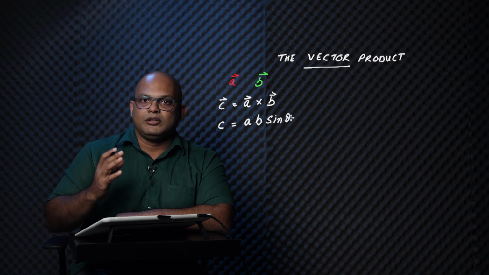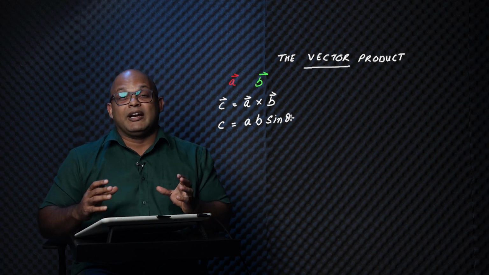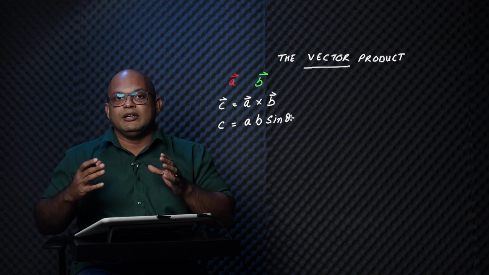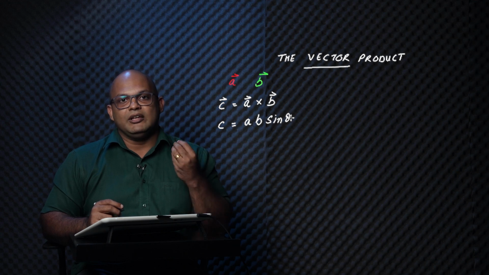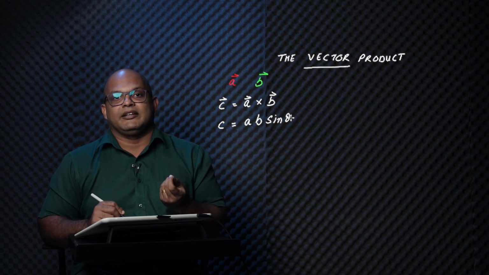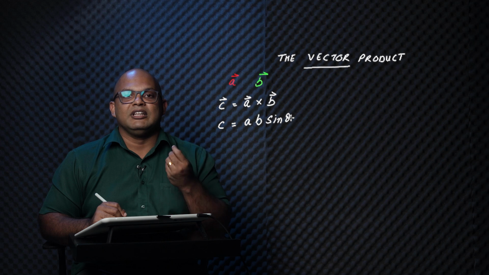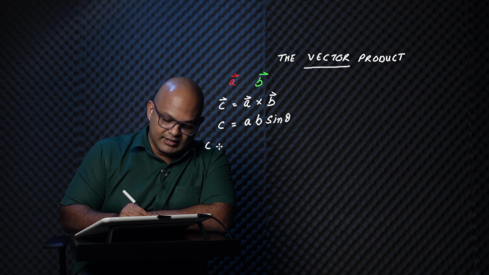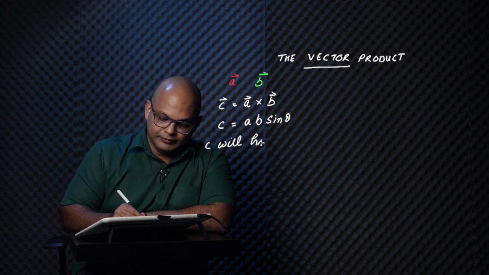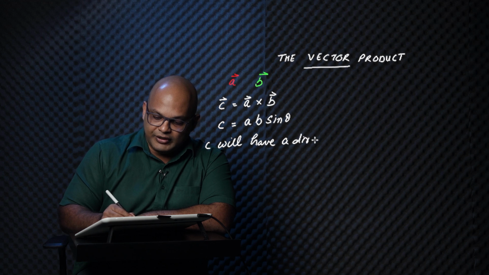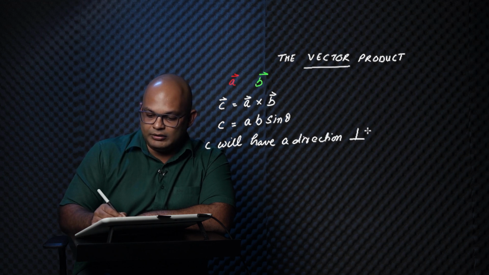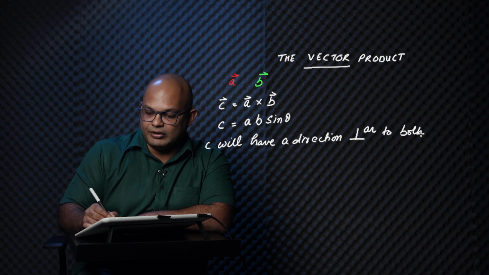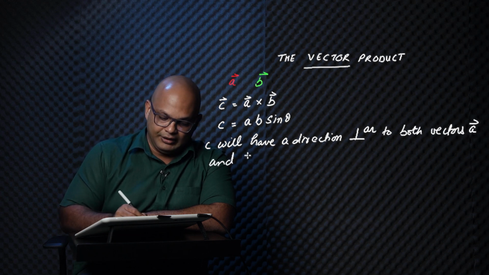Now, here is the other crucial difference. In the scalar product, we were getting a scalar value as the output, right? Here we are getting a vector value. So obviously, vector C will have a direction, but what is that direction? In a cross product, the product will be pointing in a direction which is perpendicular to both A and B. So in this case, C will have a direction which is perpendicular to both the vectors A and B.